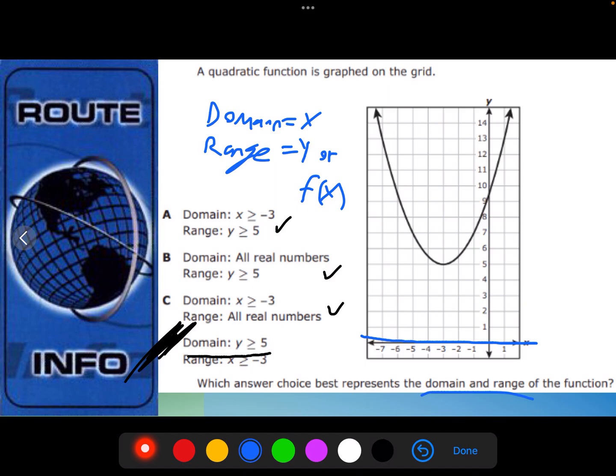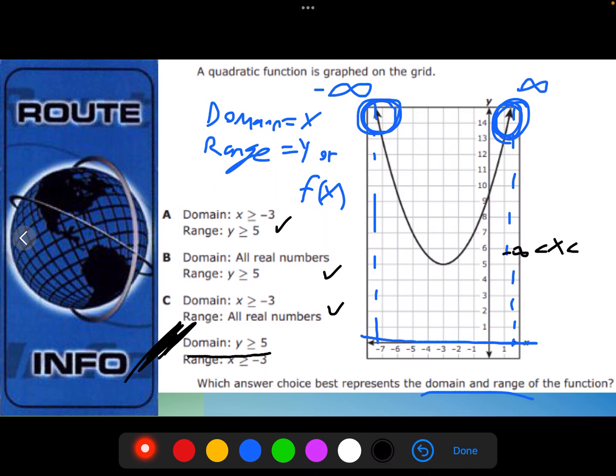Now, let's go left to right. The furthest left the graph goes on the x-axis looks like -7.5 maybe. However, there's an arrow there which tells us infinity, negative infinity to be specific. On this side, it looks like 1.5, but again, there's an arrow there, so that means infinity. If I was writing this, it would be negative infinity is less than x is less than infinity. Infinity to infinity is all real numbers, so this one's wrong, that one's possible, that one's wrong. Done. That's the answer.